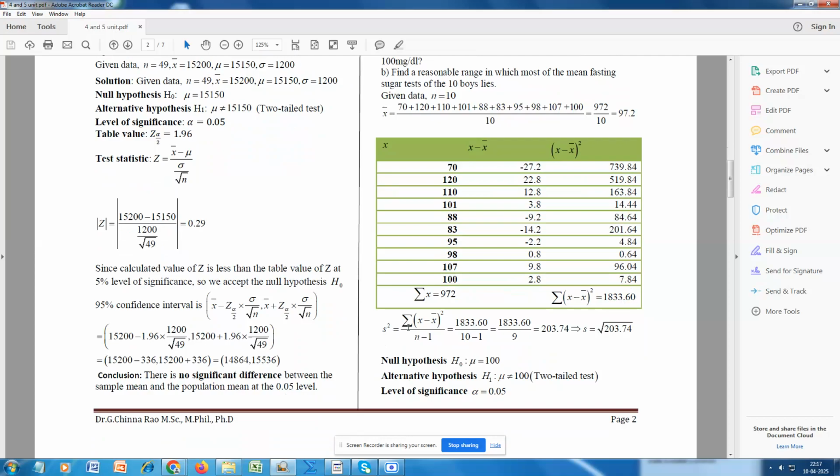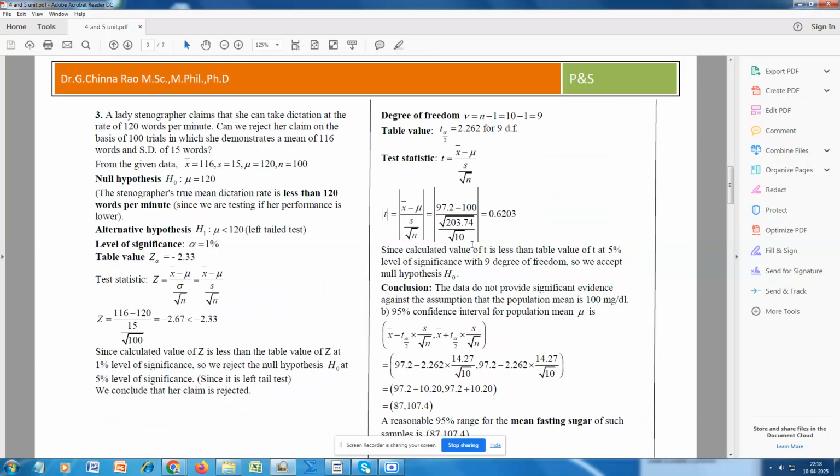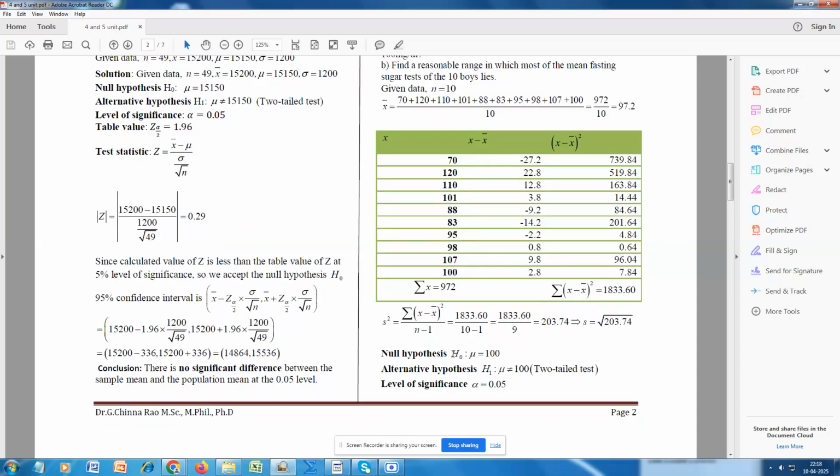So s square is sigma x minus x bar whole square by n minus 1. Here sigma x minus x bar whole square is 1833.60 by 10 minus 1, which is 203.74. So s square is equal to 203.74, s is equal to root 203.74. Okay. After calculation, we write the steps.